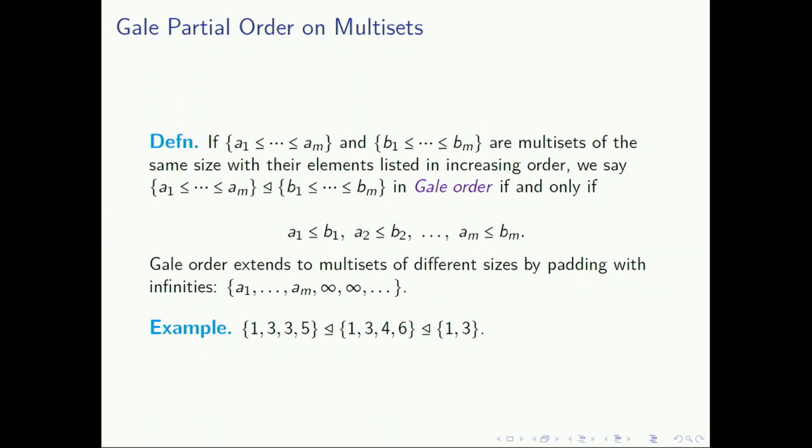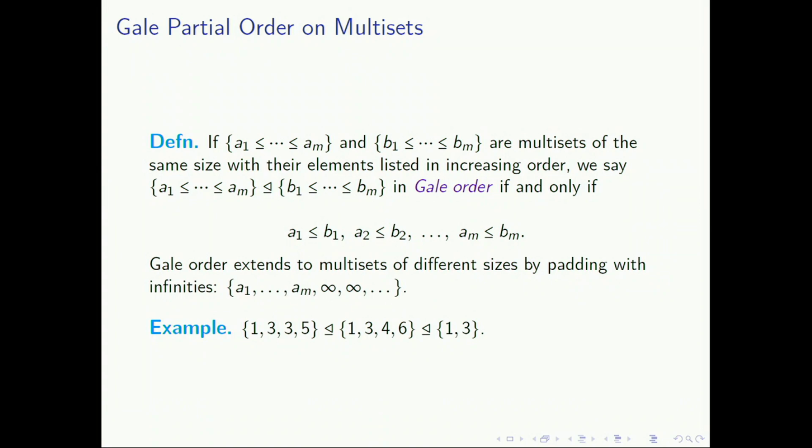of sets. So let's say you have two multisets. Order the elements in increasing order, and we'll say that they're related in this Gale partial order if and only if the smallest on the left is less than the smallest on the right. Second smallest is less than or equal to the second smallest on the right, and so on.